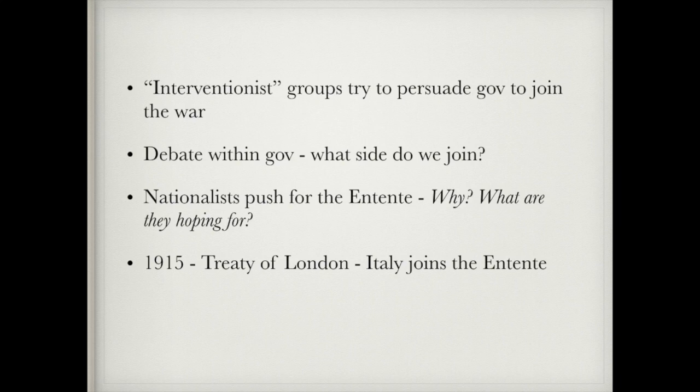So that's where they're going to go. They're going to come into this war on the Entente side. In 1915, Italy will sign the Treaty of London and join the Entente. Now, what are they promised? They're promised a few things. They're going to be promised more land, more areas to the north of Italy, some areas of Austria-Hungary where those Italian people were living, as well as places along the Adriatic.